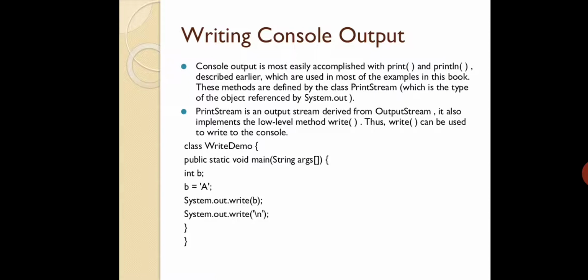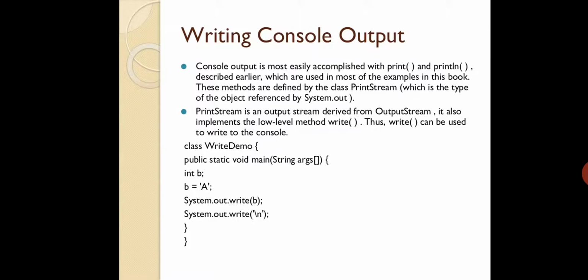These methods are defined by the class PrintStream, which is the type of object referenced by System.out. So PrintStream is nothing but a class which has its own number of methods, and majorly you are going to use the println method to print or output something, or put the result on the monitor screen. So the output screen, fine.